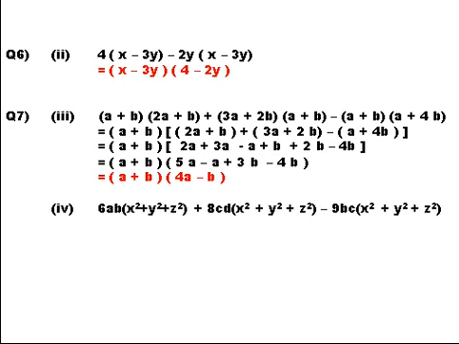Moving ahead with the next part. In this part, if you see, again the bracket has to be taken common. So I have taken x square plus y square plus z square common, and the remaining terms from each term will be taken in the second bracket. So it will be 6ab plus 8cd minus 9bc as the second bracket. So this becomes the final answer.